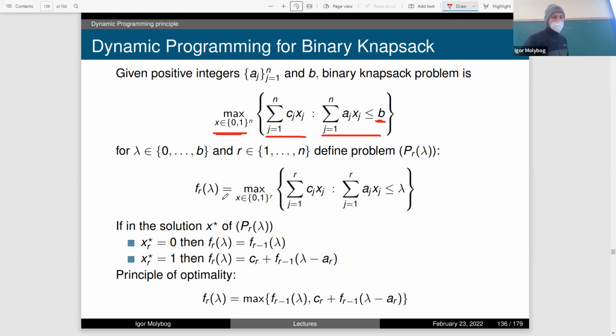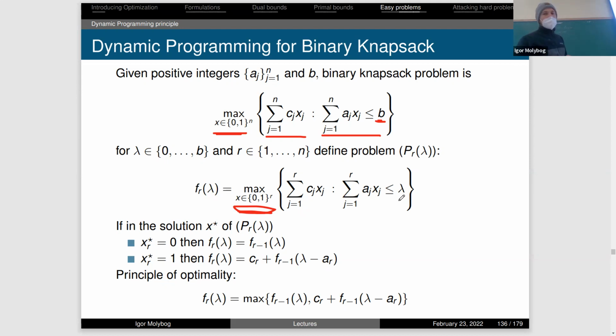in the following form. So this problem is also a maximization problem, but now we are artificially constraining the size of our capacity that we can carry, putting it to be equal to lambda instead of being equal to b. And therefore, we are parameterizing the optimal solution to this problem with the coefficient lambda. So lambda is one kind of dimension in which we are restricting ourselves, and there is another dimension in which we are restricting ourselves, which is r. R is a number that is smaller than n, and it counts the number of items that we are considering.